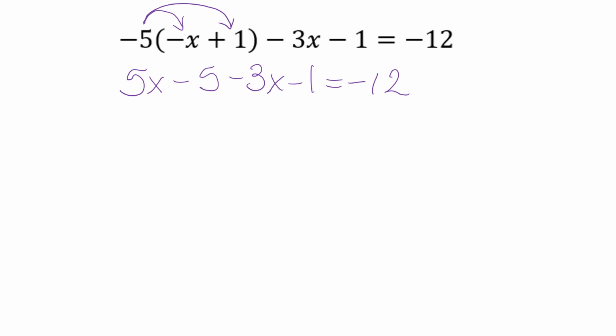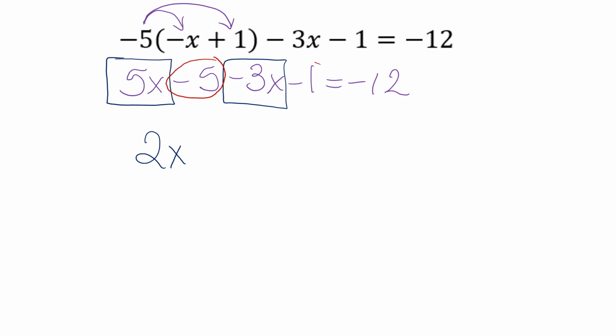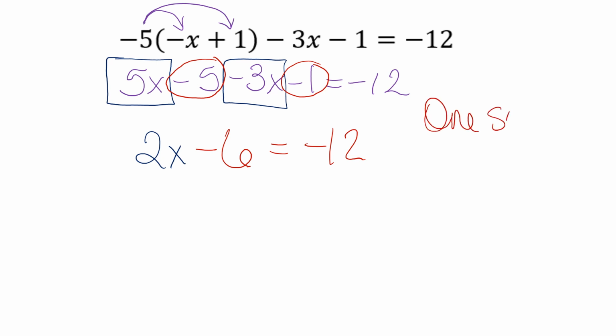At this point, you do want to combine like terms. A positive 5x and a -3x. 5 minus 3 is 2x. I also have a -5 constant and a -1. -5 minus 1 would be -6. We have our equal sign and our -12. We can tell immediately we have a one-solution equation since it's a two-step equation.